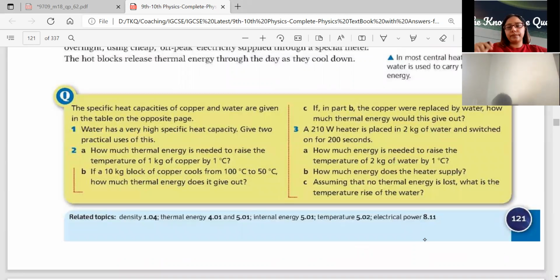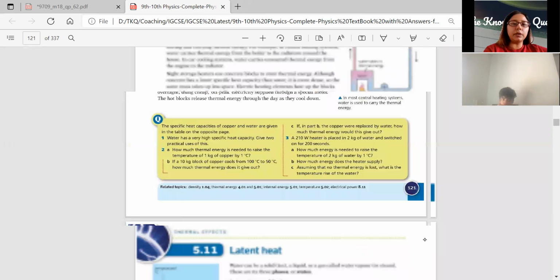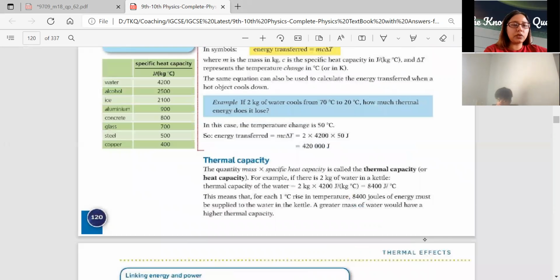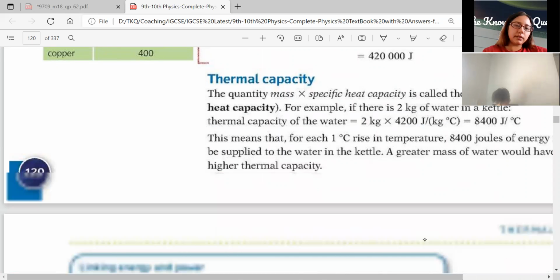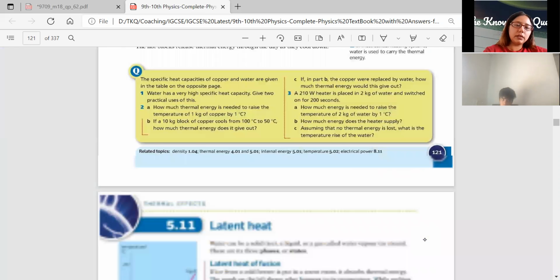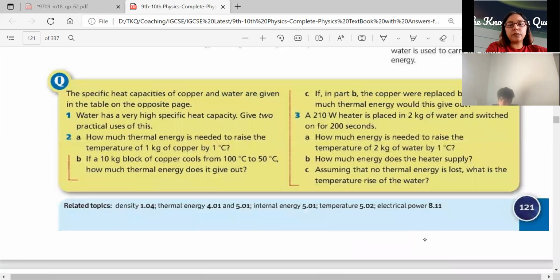Can you do question number 2? How much thermal energy is needed to raise the temperature of 1 kg of copper by 1 degree Celsius? There is a table given to us. You go and check how much is copper. What is the value of copper? 400 joules per kg degree Celsius. So how much is the specific heat? 400. Thermal energy, that is 400. So for the first one, the answer would be 400. Now, rest of the calculations, you will tell me how to do.